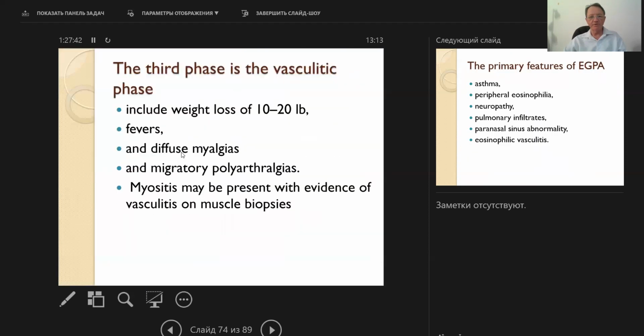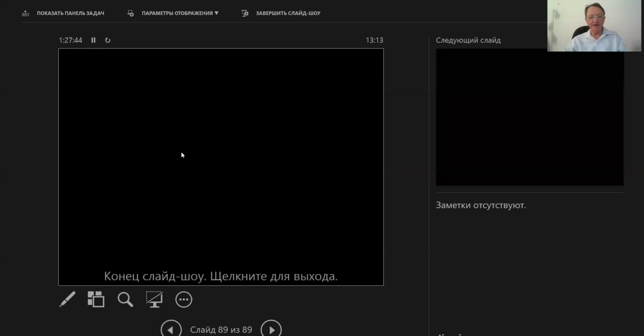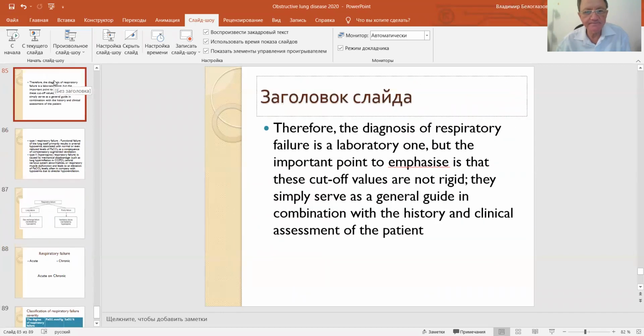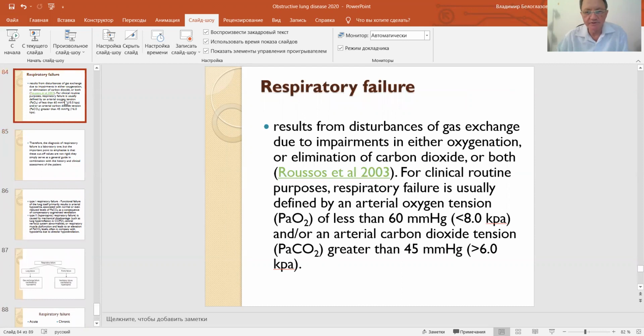And now we have no time to discuss other things, but I would like to stress a few words about respiratory failure. It results from disturbance of gas exchange due to impairment of either oxygenation or elimination of carbon dioxide, or both. For clinical routine purposes, respiratory failure is usually defined by arterial oxygen tension less than 60 millimeters of mercury, less than 8 kilopascals, or arterial carbon dioxide tension greater than 45 millimeters of mercury.